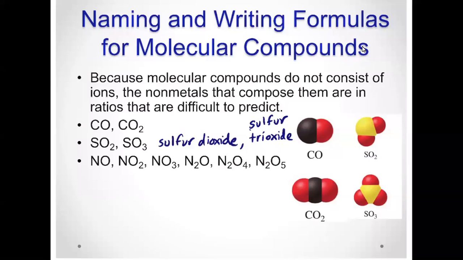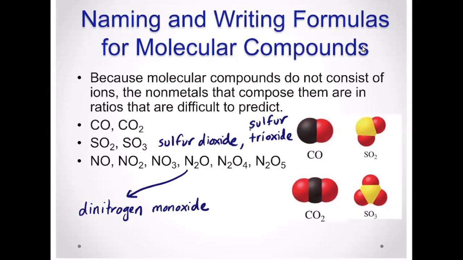Let me write a few of these out now. So now we have the first element has more than one, so we do need to use the prefix. This one is dinitrogen monoxide. And we have to use the mono for the second element, listed in IDE.